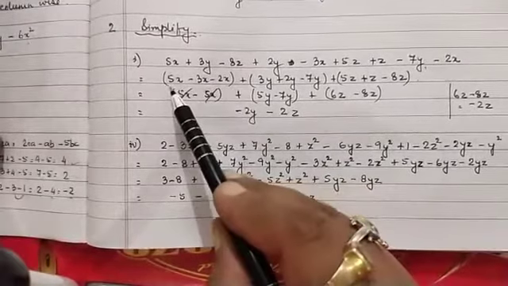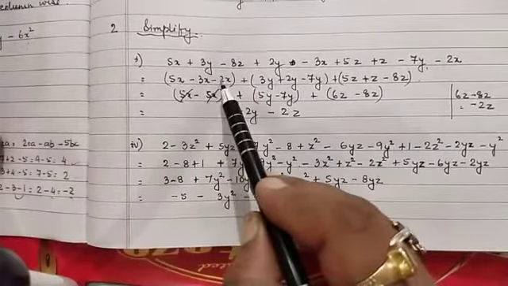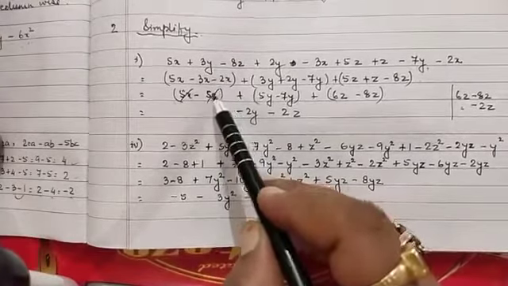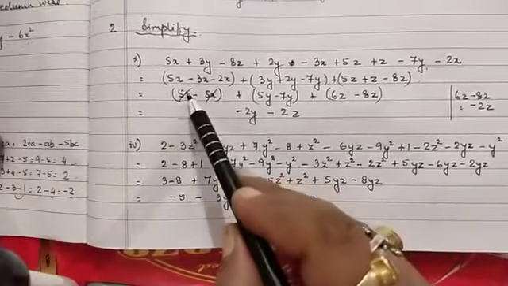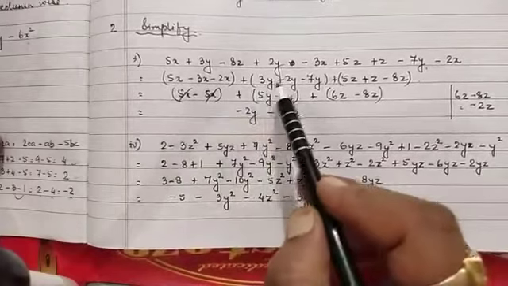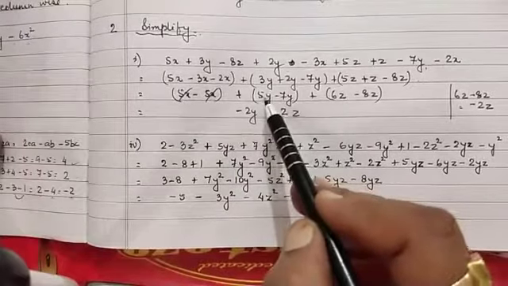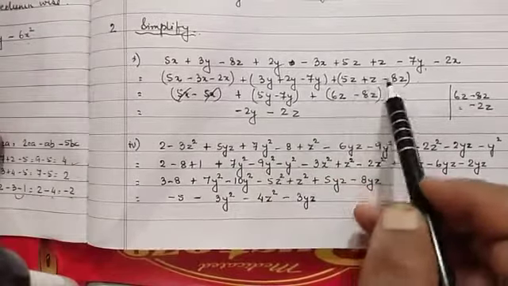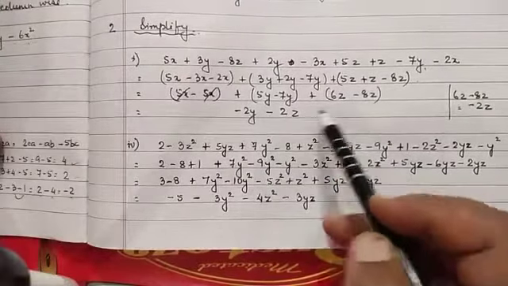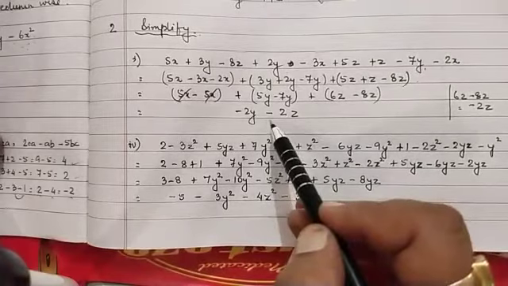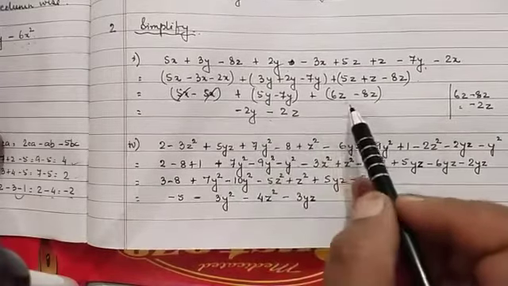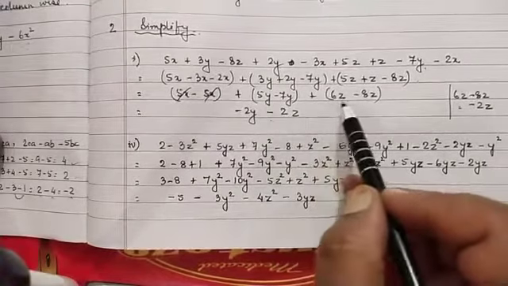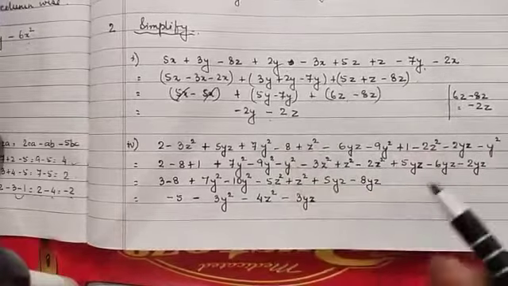So this is 5 minus 5, minus 5x, so 5x minus 5x, they both get cancelled. Then this is 3 plus 2 is 5y minus 7y is minus 2y. Then this is 6z minus 8z is minus 2z. Okay, this is minus 2 and plus, minus will become minus 2z.